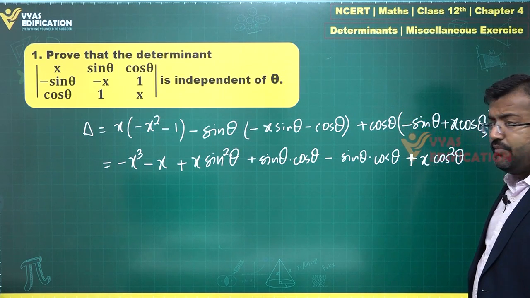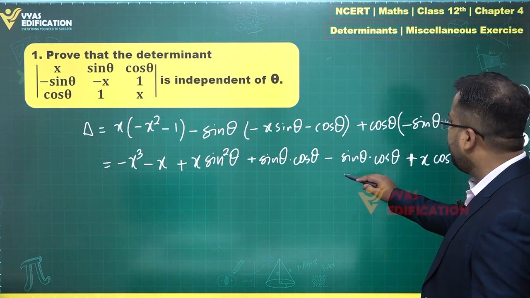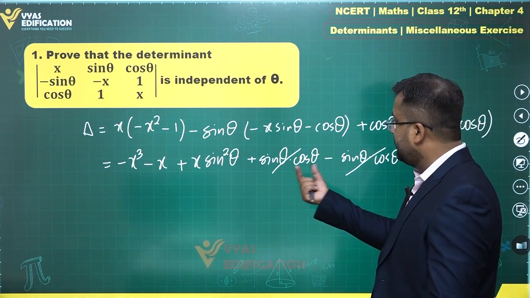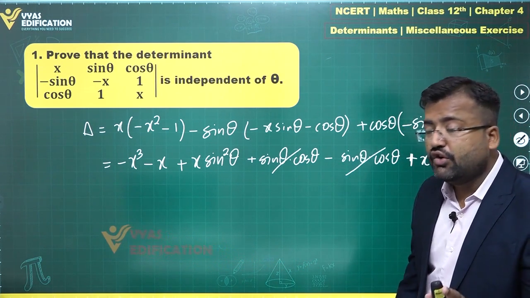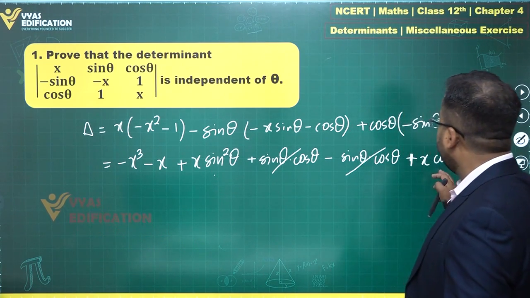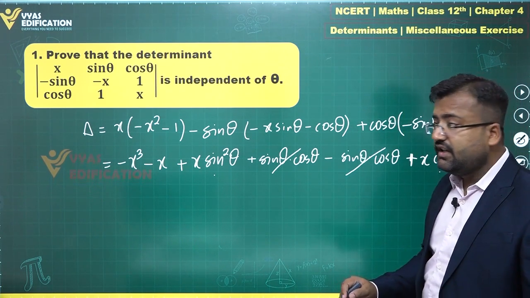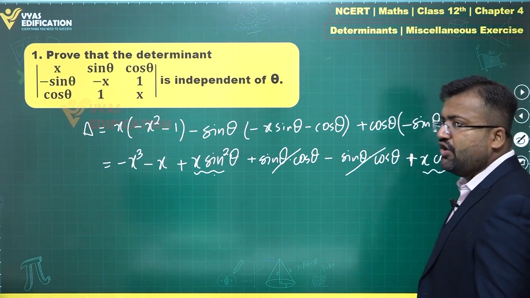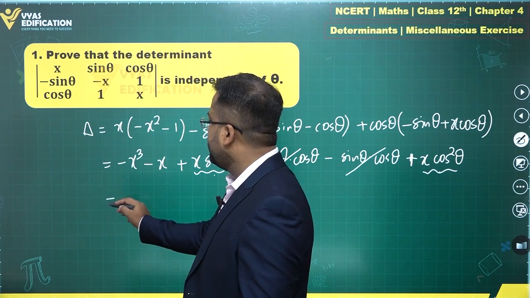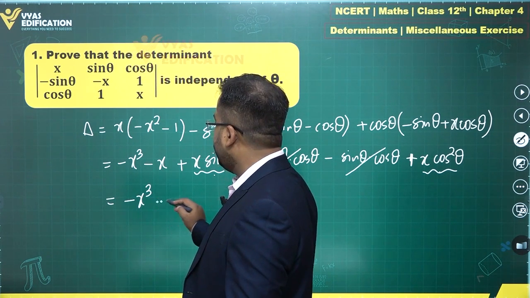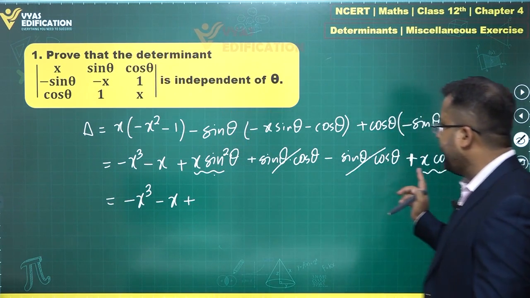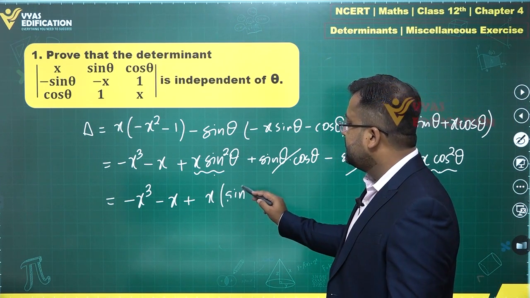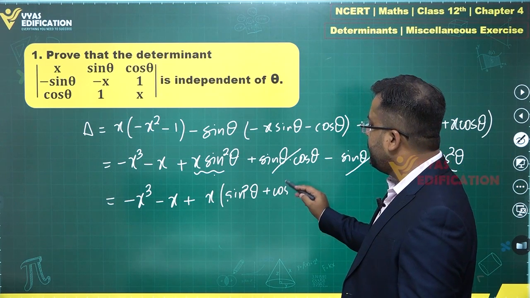Okay. So yes, you may have obtained some terms having theta in the value of determinant if these terms would not have cancelled. And one more thing, this would have remained as it is, but this is also x sin square theta, this also has a term of x, you can take out that x common. So this is minus x power 3 minus x plus x times, can you observe, sin square theta plus cos square theta in the bracket.